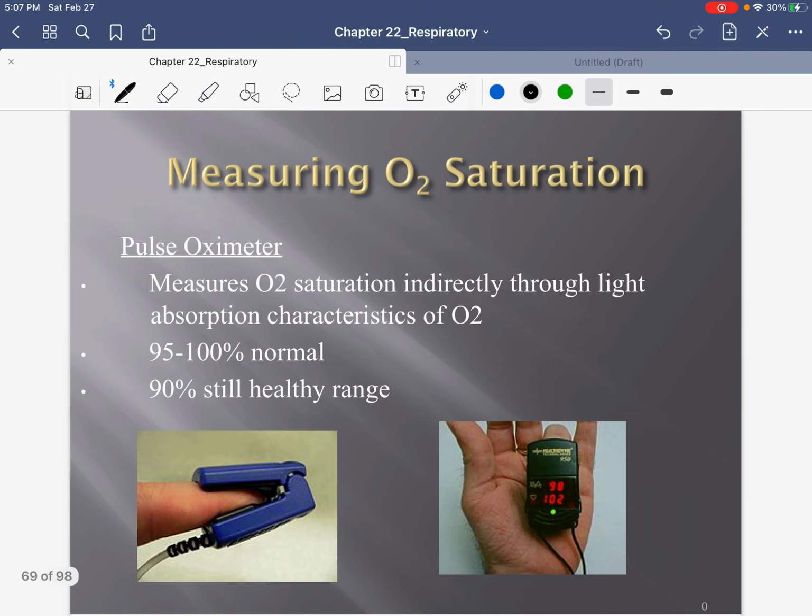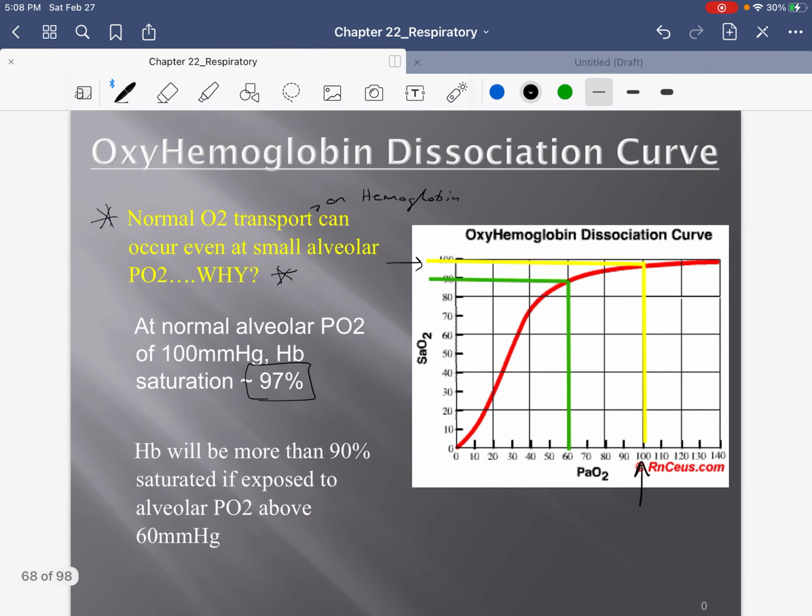when we measure hemoglobin saturation, which you should know this, right? With the pulse oximeter, you put it on someone's fingertip, it sends light rays through the skin, because if hemoglobin is saturated more, if you shine a light through it, it'll be more dense. Well, the normal is really close to 100. But you'll still be living if it goes down to 90. We don't like that, but you'll still be living. So at our normal alveolar PO2, we've got at least 97 percent hemoglobin saturation.